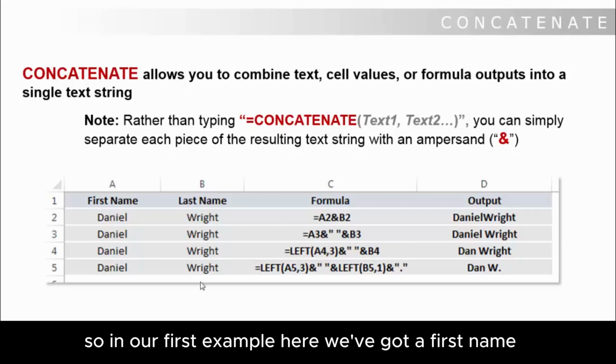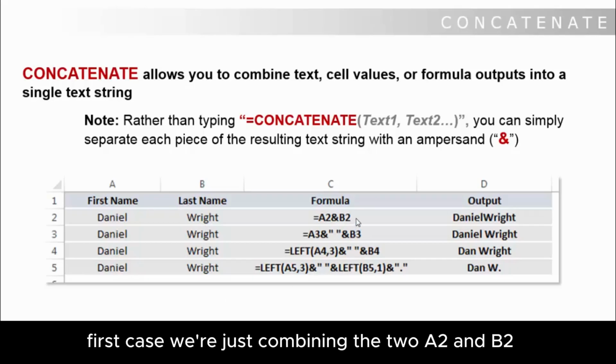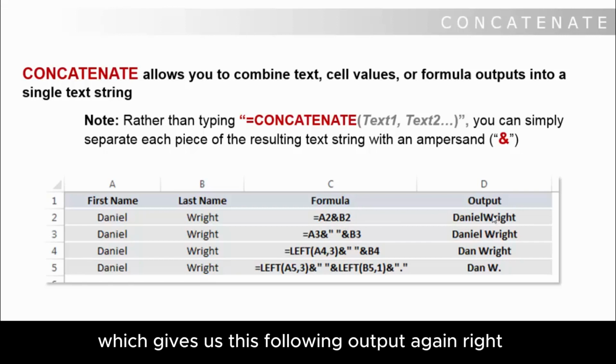So in our first example here, we've got a first name Daniel, last name Wright. First case, we're just combining the 2, A2 and B2, which gives us this following output, Daniel Wright.